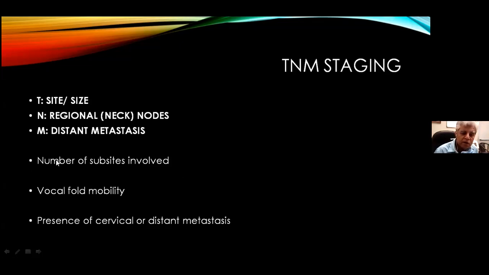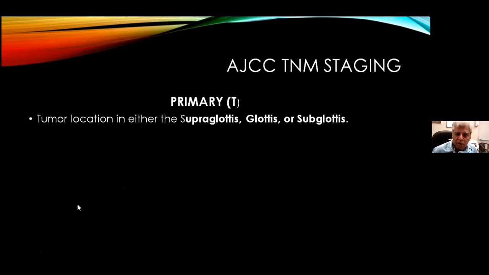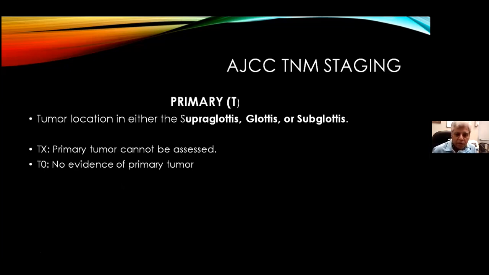So staging can be done clinically with clinical examination, and can be confirmed with radiological examination. Okay, this is the American classification TNM staging. T is where the tumor is arising from, which part of the tumor. So TX is primary tumor cannot be assessed for some reason. T0, no evidence of tumor. T1 is carcinoma in situ.